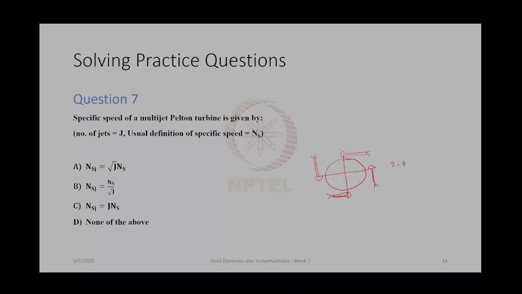So in that case, how would the specific speed get modified? Given that the unmodified specific speed was Ns and the modified one is Nsj, how would these two be connected given that there are j jets coming into this turbine?